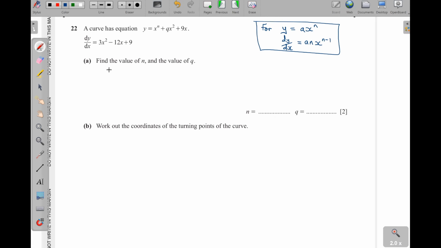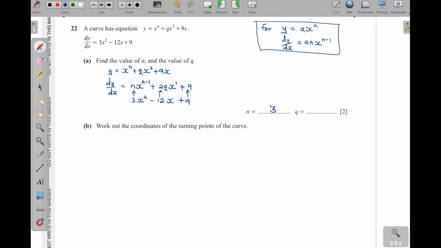So meaning, if y is equal to x power n, then plus q of x squared plus 9 of x, then dy/dx is going to be, drop the power, that will be n, then x power n minus 1, then plus, drop this power, we shall have 2q, then x power 2 minus 1, you get 1, and then plus 9. Okay, now if I look at this 3x squared minus 12x, then plus 9, already the 9 is there, the minus 12 here will go to that 2q, and then the 3 will be that.